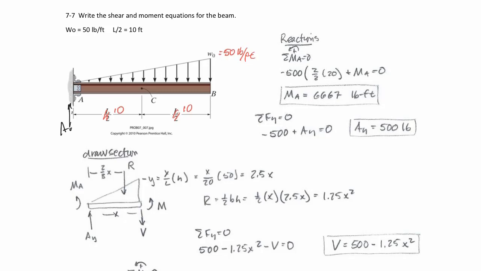So the reaction here is AY, and there should be a moment about A. Over here, you can see how I've solved for those. And so I have a moment about A of 6667 and a force at AY equal to 500.